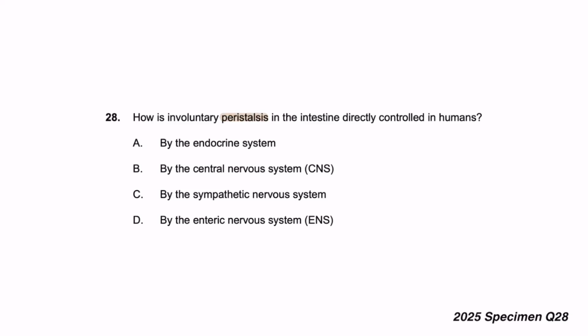Peristalsis is an involuntary action to push food moving along our intestine. It is controlled by the enteric nervous system, which involves the spinal cord only.